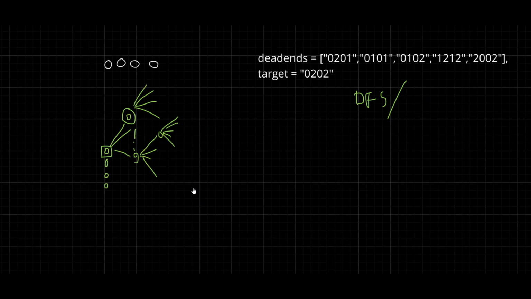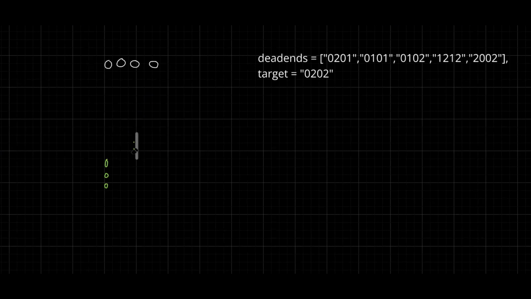Now let's dry run the example and see how we can solve this problem. Initially, we have the value 0000. Now we can change it. Suppose we change 0 to 1, 1000. We can change 0 to 2, which is 2000, and so on.